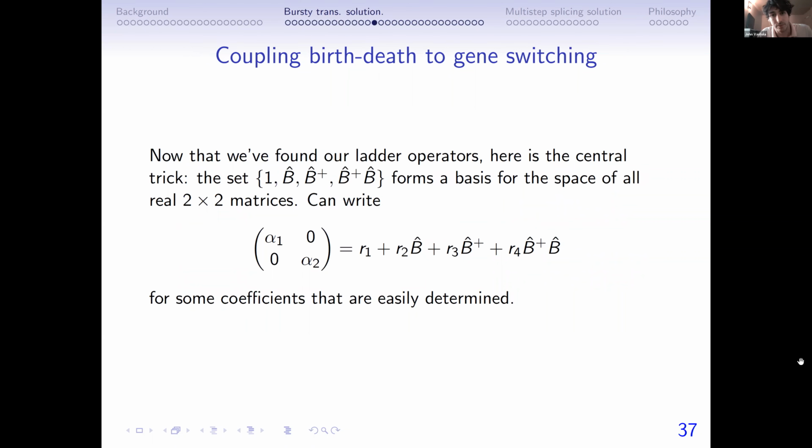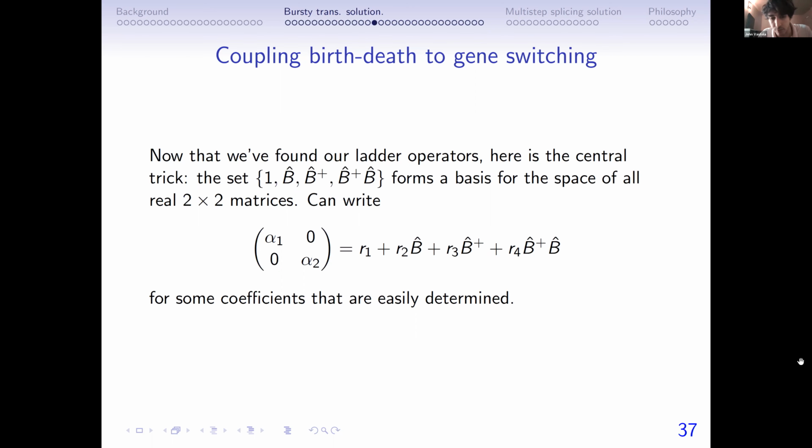Now I'm going to get into even more technical stuff. I hope your eyes don't glaze over too much. I'll get to pictures soon enough. But the central mathematical trick is something like this. It turns out that B and B plus, which are 2 by 2 matrices, you can combine them in a certain way to get a basis for the space of all 2 by 2 matrices.